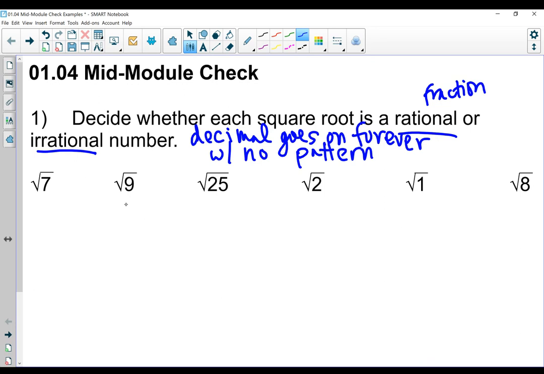For example, the square root of 9 is 3, because 3 times 3 equals 9. So since 9 is a perfect square, I can easily find that the square root of 9 is 3. And so this is going to be rational.